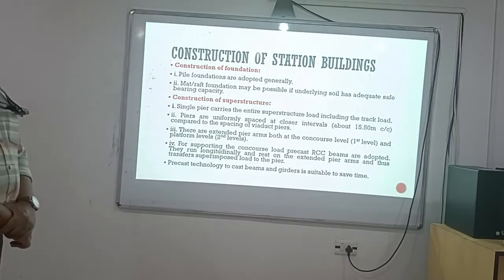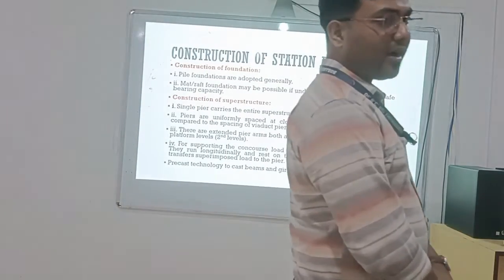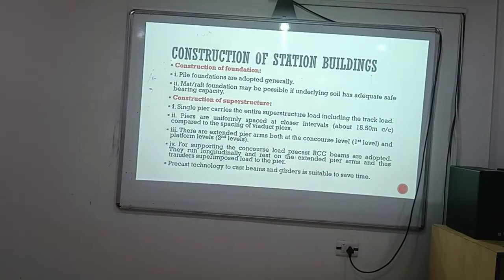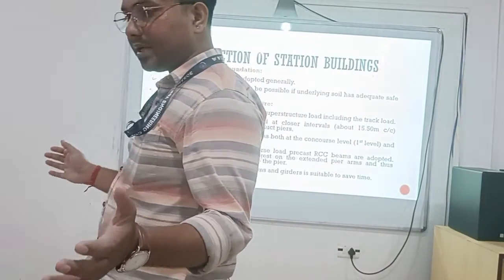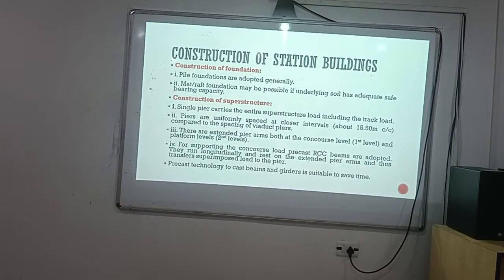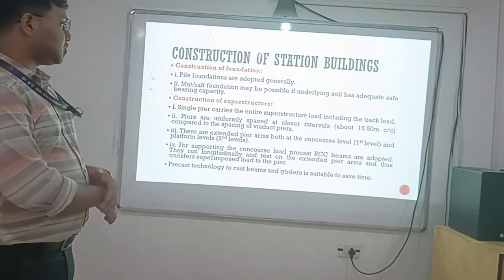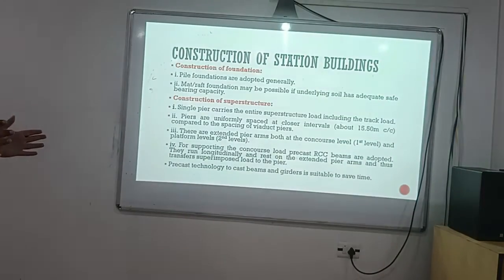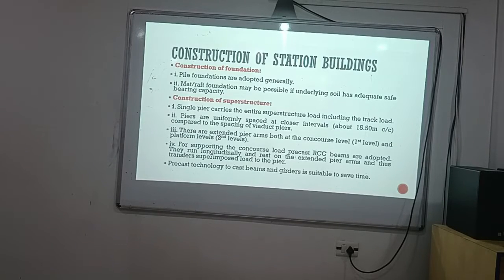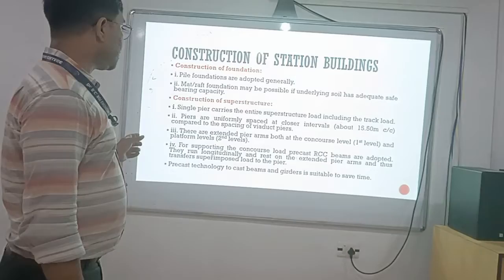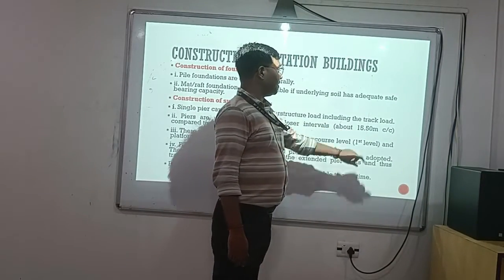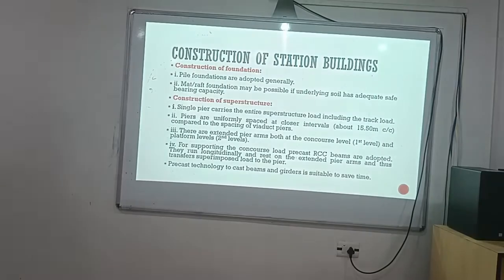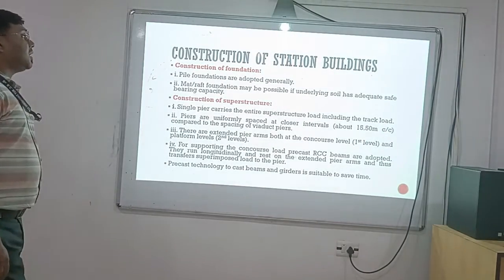When we discussed the viaduct, the elevated kind of system, the spacing of the piles is much higher. The reason is that space availability is very much required in an elevated metro station or elevated metro system. That's why in that case closer intervals are not given, but in case of station buildings closer intervals are given. The provision is up to 15.5 meters center to center distance under the station buildings.